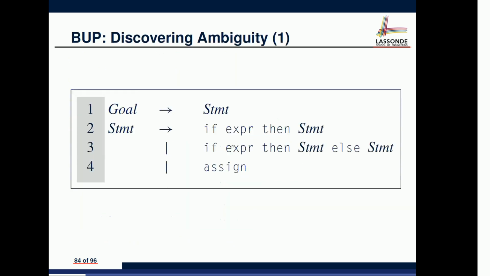Discovering ambiguity. Remember this grammar here? This grammar was actually discussed right before we talked about top-down parsing. Would you agree this grammar is ambiguous? The so-called dangling else. I assume you know that's ambiguous.